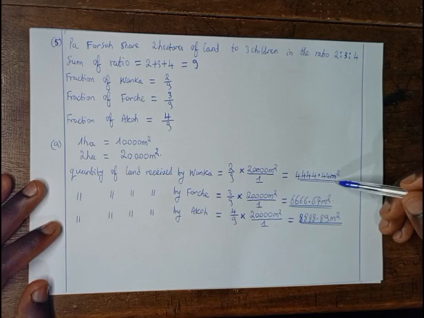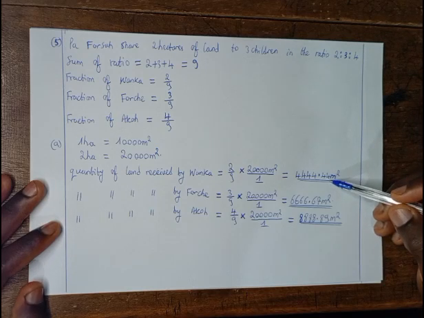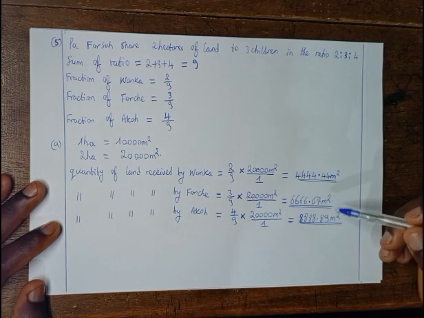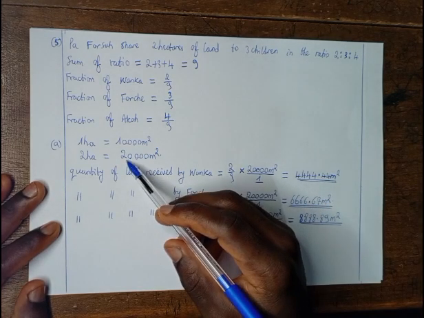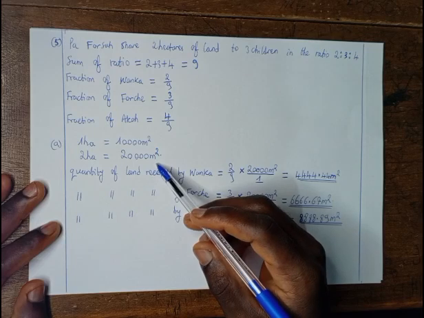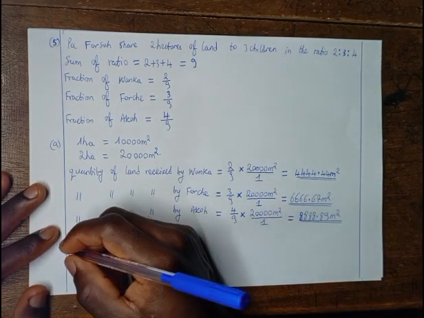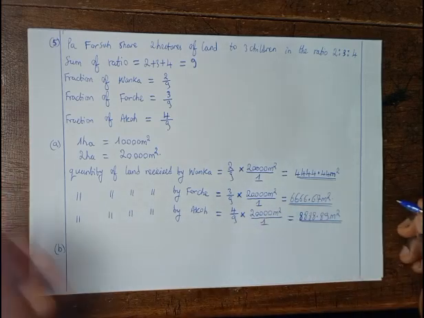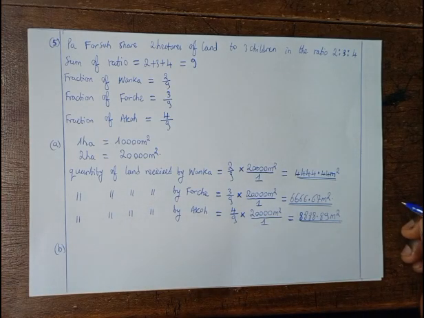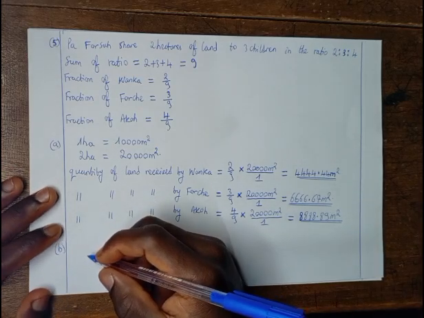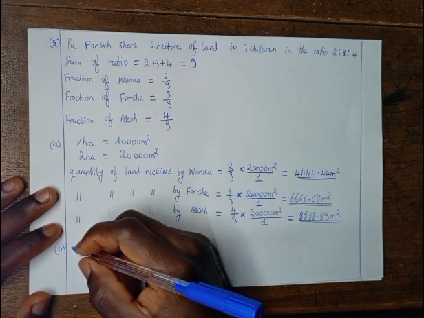If we sum the portion of land received by Wanka, Uche, and Ako, it will be approximately 20,000 meters squared. Now let's go to question B. Question B says we should find the percentage of land received by each child. So we need to get the percentage received by each of them.